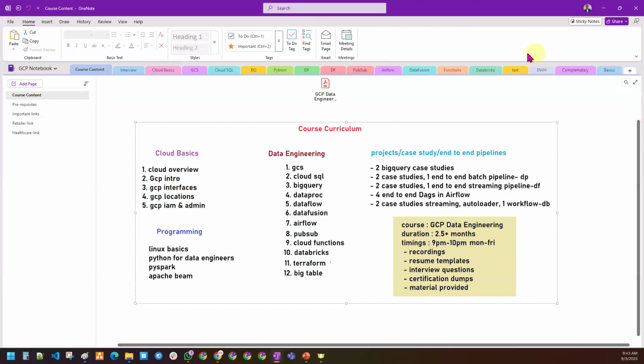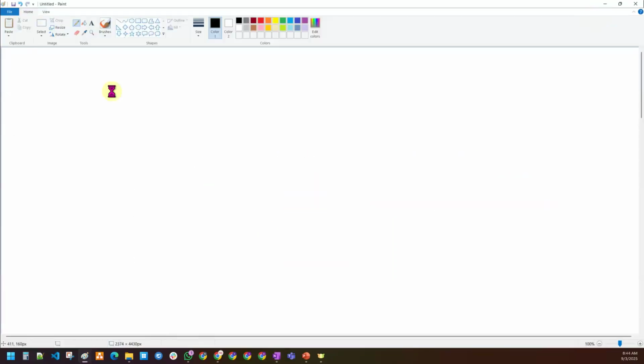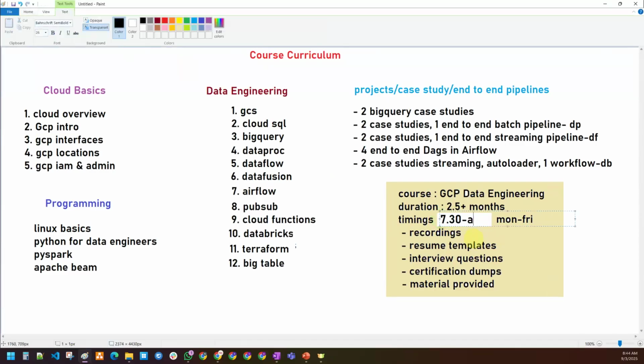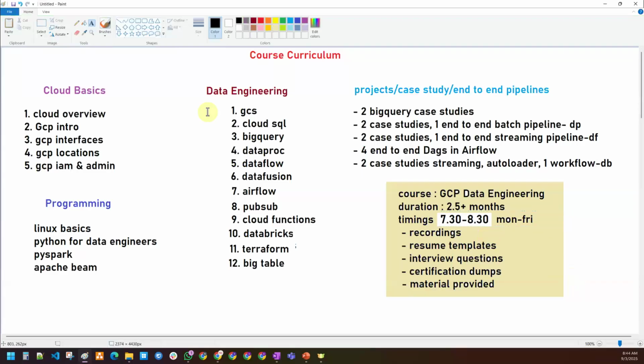So on a high level, if you guys wanted to see the course curriculum, this is the same thing. The time is 7:30 to 8:30. That's it. Rest of the things are the same. Okay, 7:30 to 8:30 a.m. All right. I'm just going to mention it like that, a.m., guys. So this is the timing, guys. This is 7:30 to 8:30 a.m. every day, Monday to Friday, and all the things.